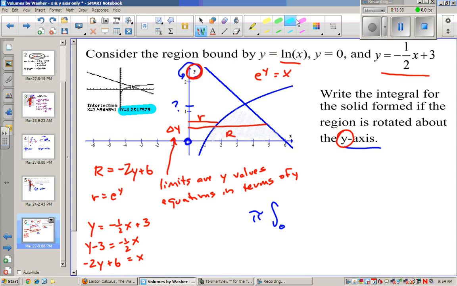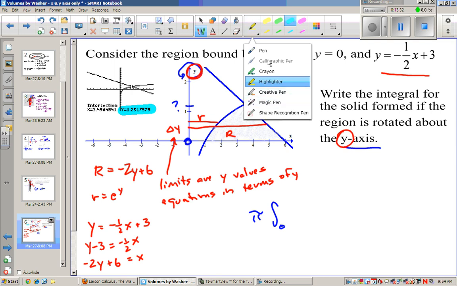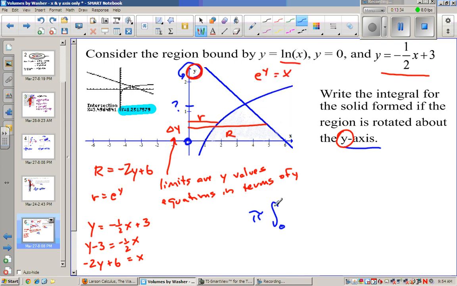So let's continue writing our integral. The upper limit is the y value, 1.2517579. So I'm stacking my washers from 0 up to there. My big radius was negative 2y plus 6, squared. I'm going to subtract my small radius squared, that's going to be e to the y, squared. That whole thing times dy.